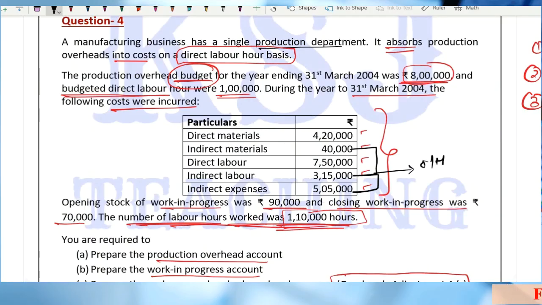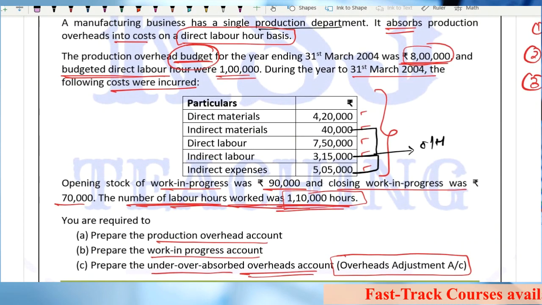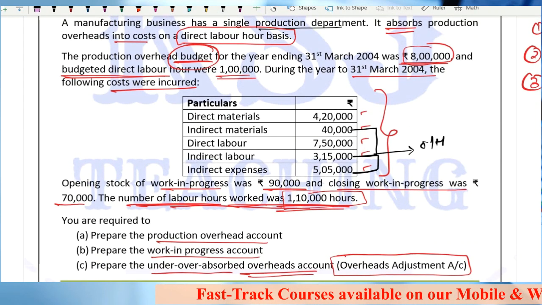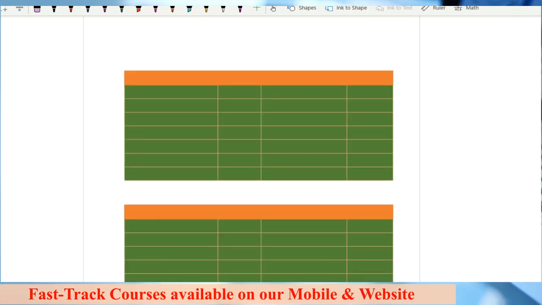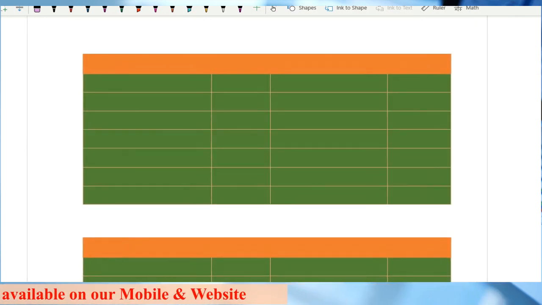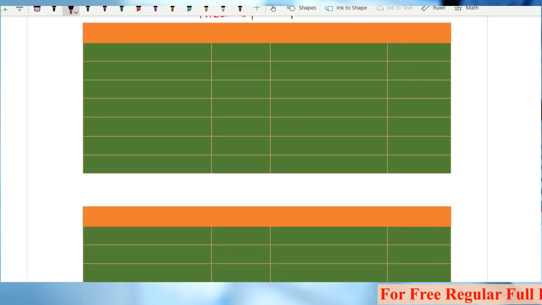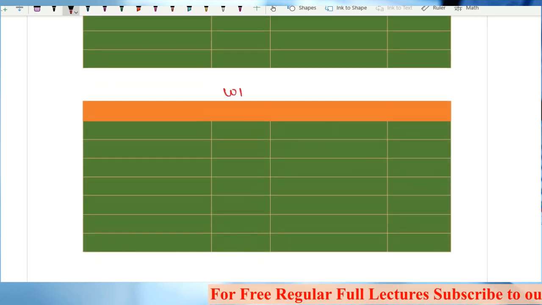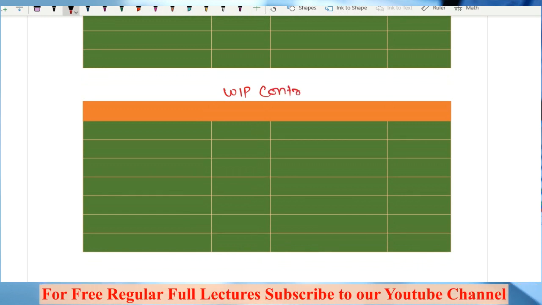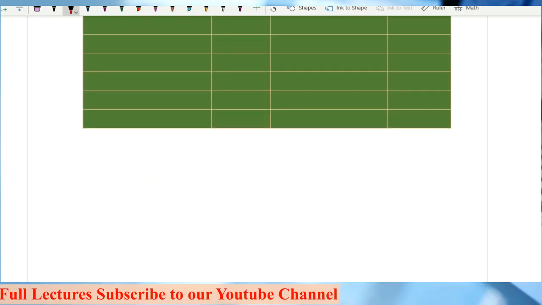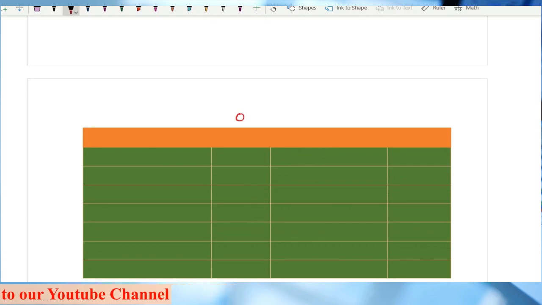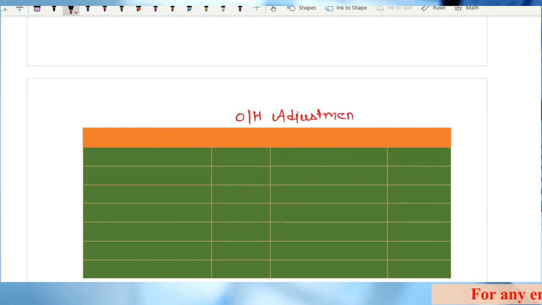Now let's start with the preparation. Now he has asked us to prepare 3 accounts, that is the production overhead account, WIP account, and the overhead adjustment account. So what I have done is I have prepared the formats here, right? So the first is I will write production overhead account, right? Then the second is WIP control account, and the third one that we have is overhead adjustment account, right, sir?